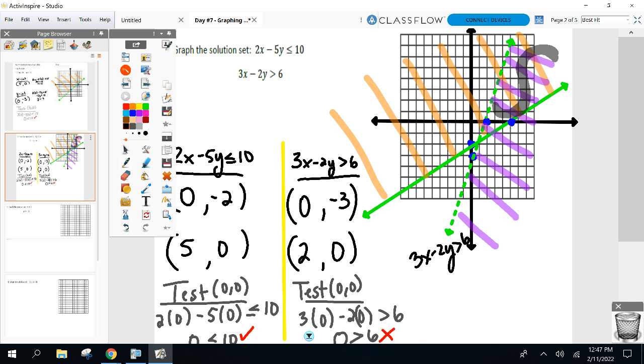Any questions? Because I've got to show you special types of lines now. Anything you want to ask? Shading, intercepts. Okay. Let's talk about special lines then.